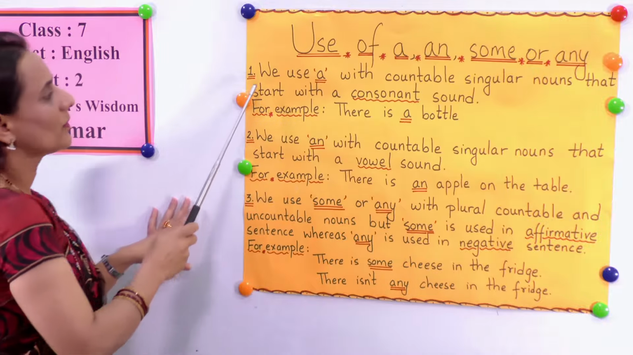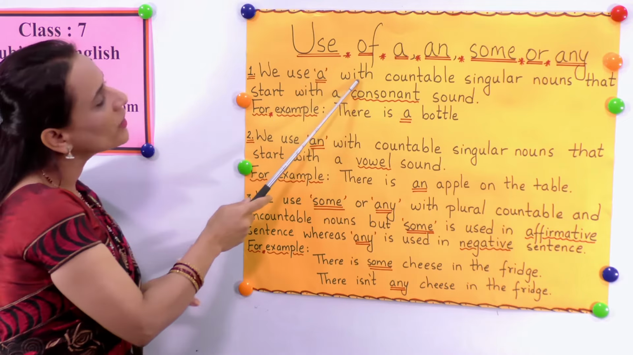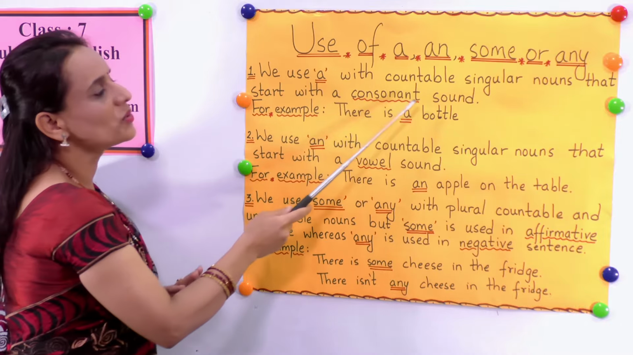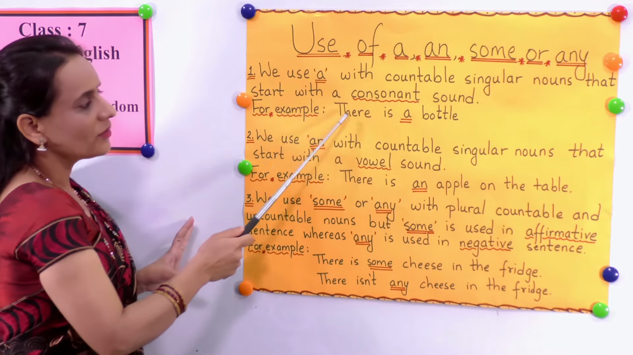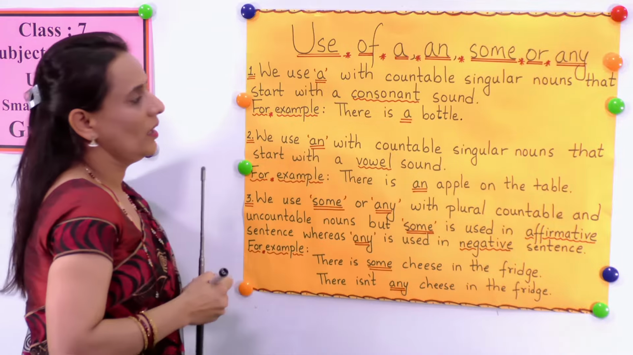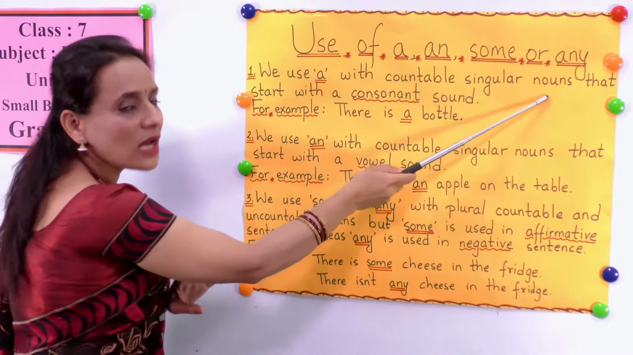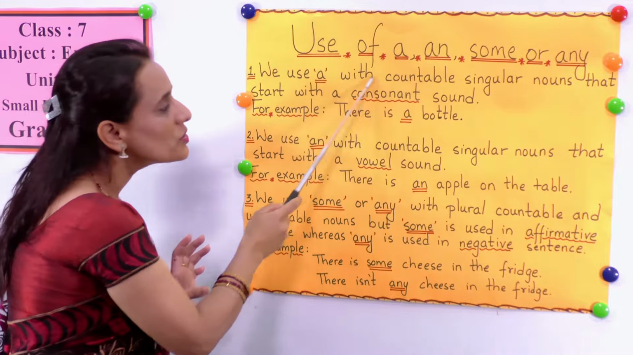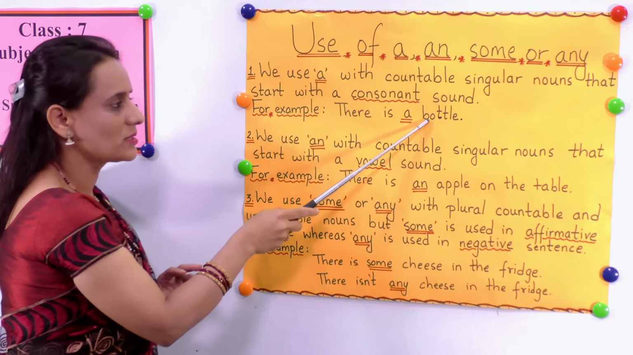Now see it here. We use a with countable singular nouns that start with a consonant sound. I've shown you there on the board also. For example, there is a bottle. Where do we use a? With countable singular nouns that start with a consonant sound. See here, there is a bottle, b is a consonant sound.